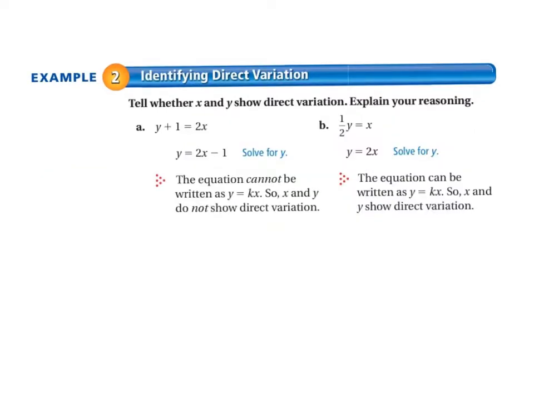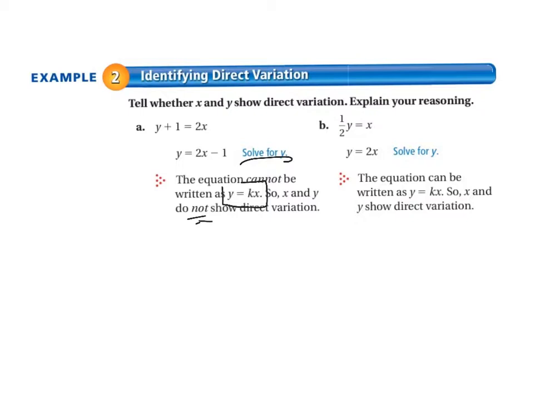Let's take a look at example number 2. We're still identifying direct variation. Our directions are tell whether x and y show direct variation and explain our reasoning. Letter A is y plus 1 equals 2x, so we solve for y. We want y to fit into a format with y equal to a coefficient and x. It can't do that because we can't combine the 2x and the minus 1. So x and y do not show direct variation.